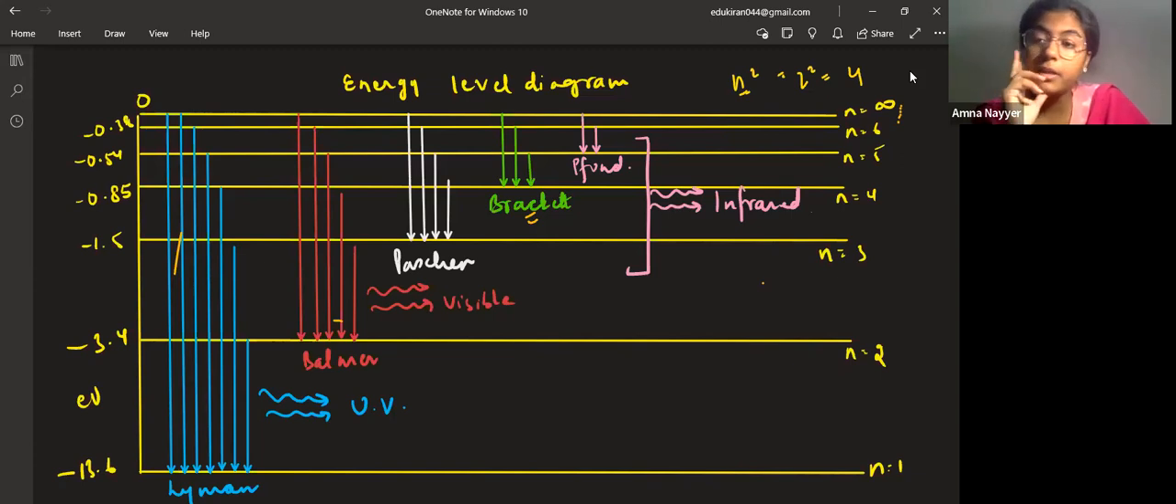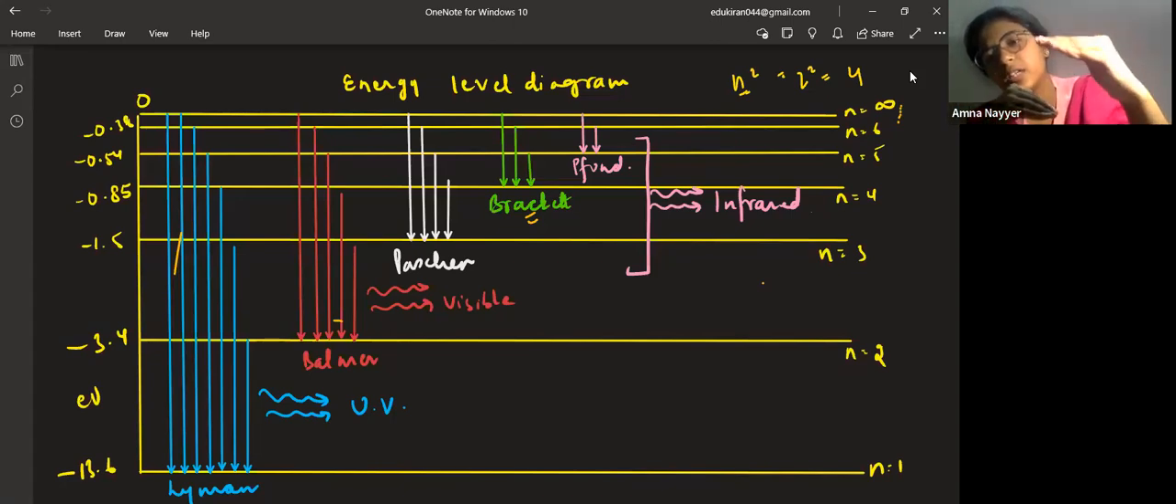Now what you have to remember is the first excited state and second excited state. That can be confusing. See, ground state means n is equal to 1. That is clear. n is equal to 2 is the second state, right? We call n is equal to 2 the first excited state. So all your excited states begin from the second one: second, third, fourth, fifth. So first excited state, second excited state.